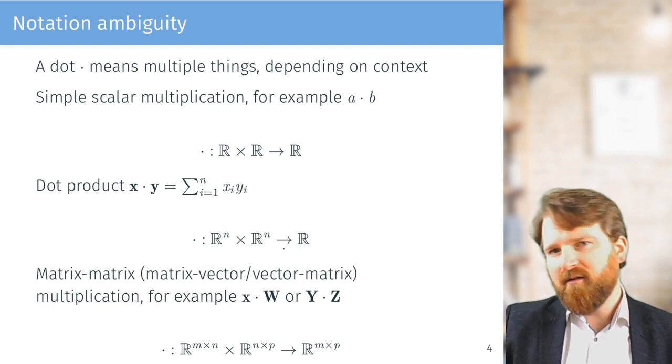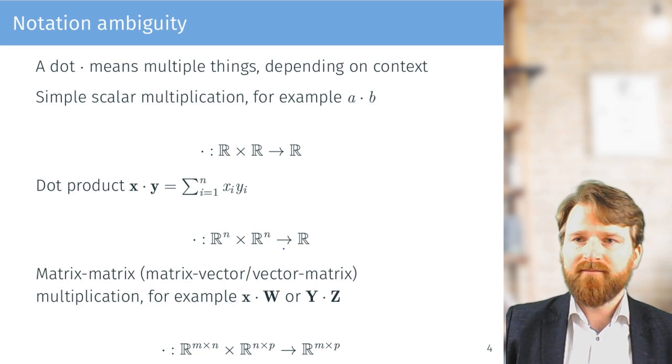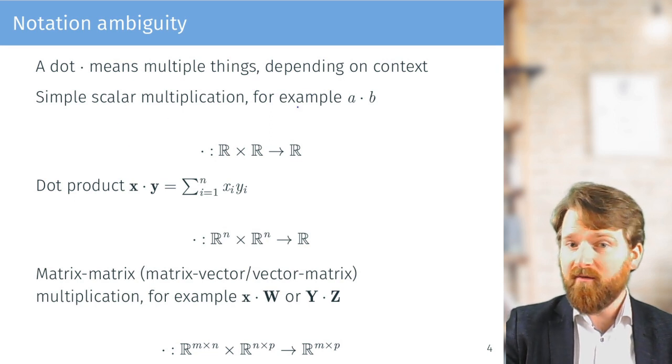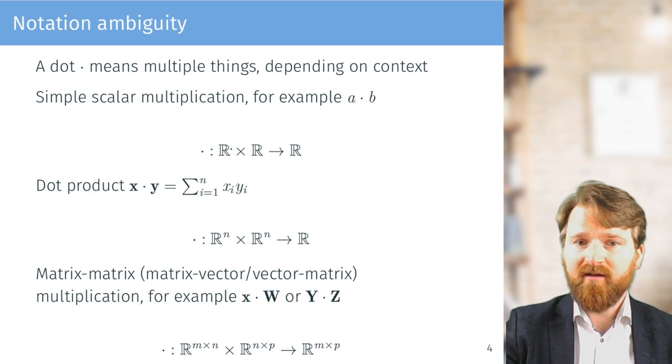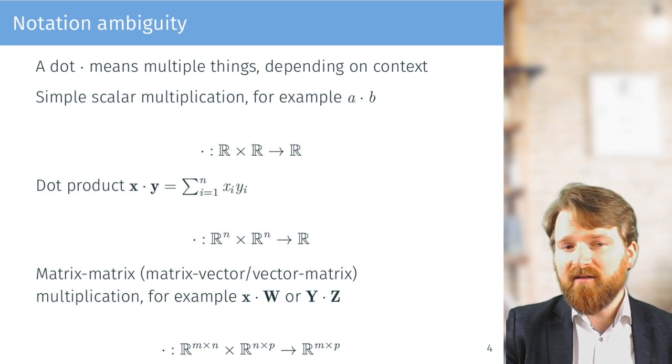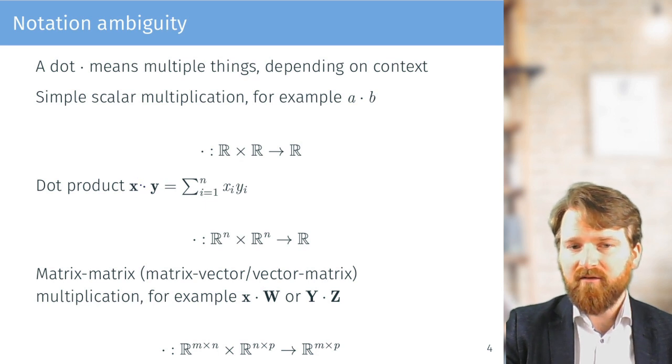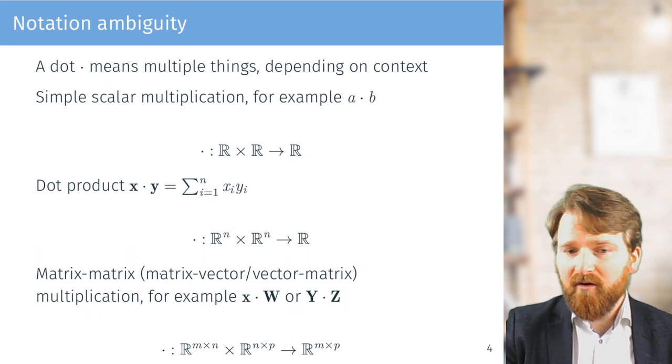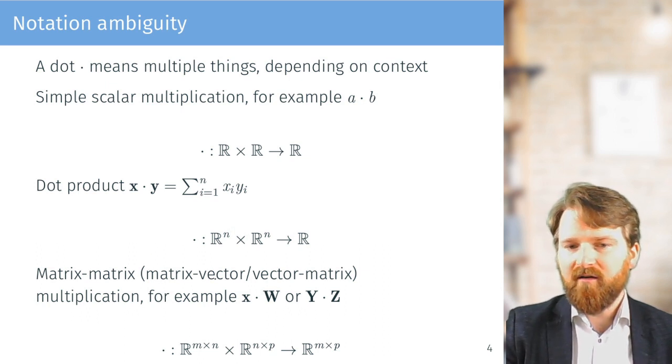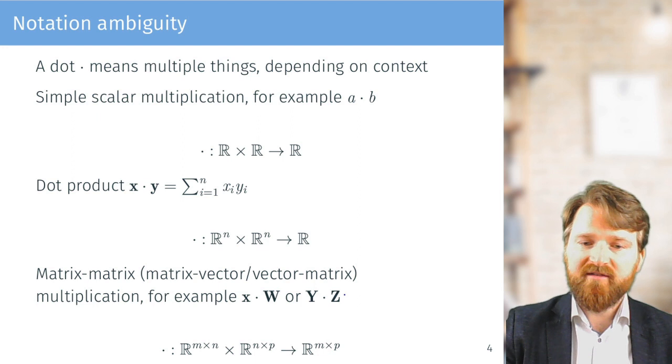We will be using the dot, and the dot can also already mean different things. Depending on the context, it could be simple scalar multiplication, like a and b, 2 times 3 is something, so real times real is a real. It might be a dot product of 2 vectors, and the dot product of 2 vectors is their summation over all indices, so for all positions of the vector times the other. What is coming out is again a real number, but the input is 2 n-dimensional vectors. We will use dot also sometimes for matrix-vector or vector-matrix multiplication, so x times w or y times z.